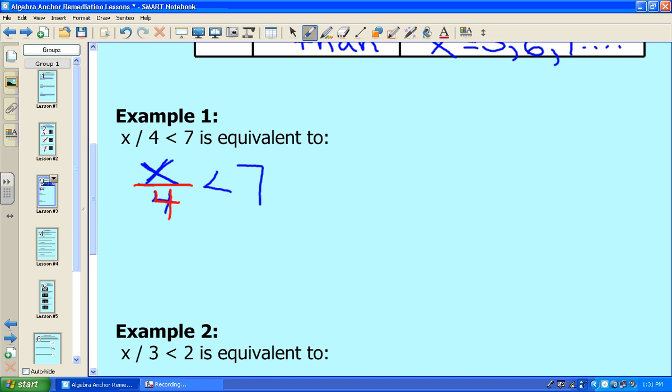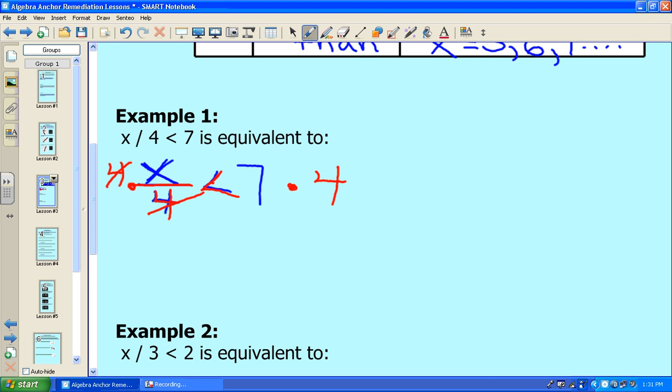So just like an equation, if this less than sign had been an equal sign, what we would do is do the opposite to each side. So instead of dividing by 4, what we're going to do is multiply that side by 4. What that does is it cancels out those 4s. When you divide by 4 and multiply by 4, that is undoing the division, so they undo each other and cancel out. Whatever you do to one side of an inequality, you have to do the same thing to the other side. So I'm going to multiply the other side by 4 also.